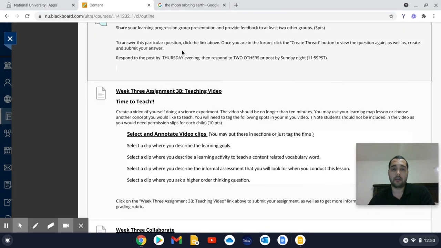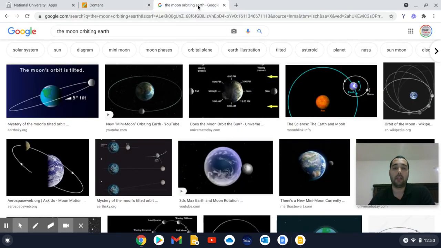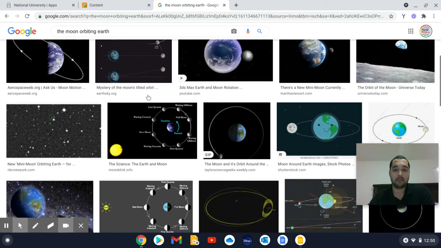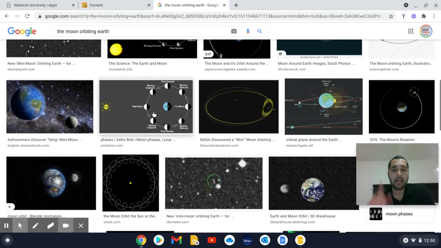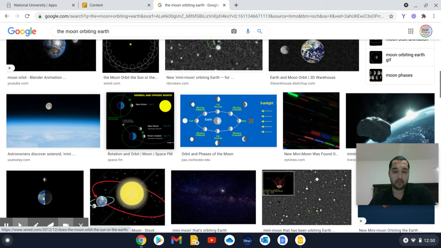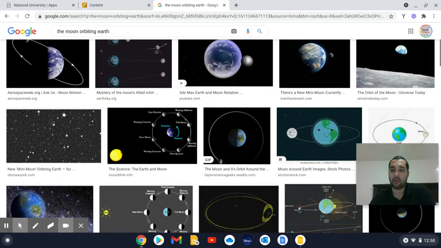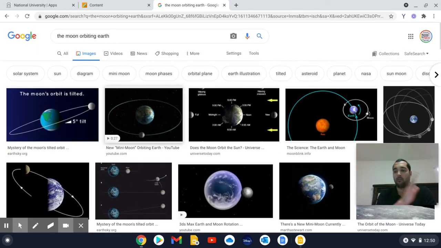Well, students, come over here, go onto Google and type in the moon orbiting Earth, and you get all these cool pictures. Now, take about 2 minutes, 3 minutes, look at these pictures, get an idea of what you can draw. See, there's so many ideas, so many ways to draw these patterns. The moon can be on the right, the left. So students, just take your time and look at these.